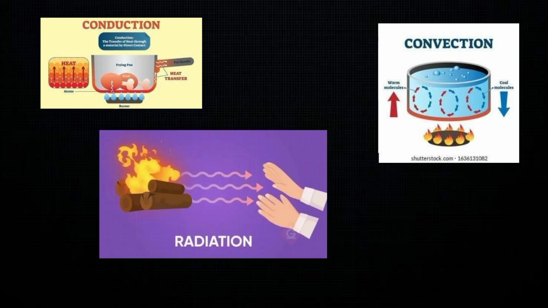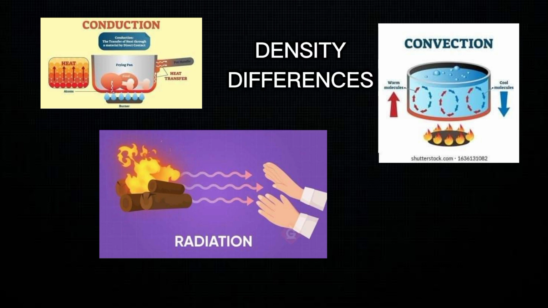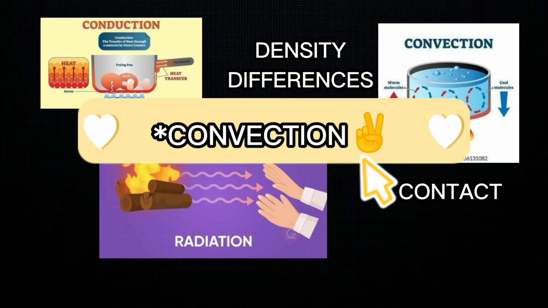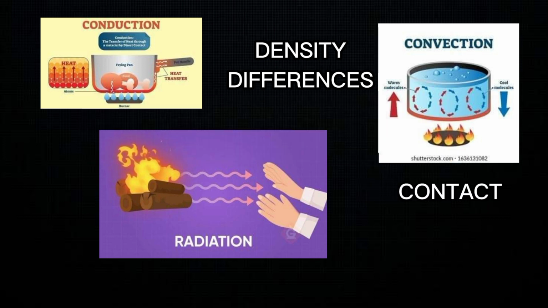And so if we look back, we have our three types of heat transfer: conduction, convection, and radiation. And it's important to know the keyword that goes with each. For convection, it's going to be density differences. For conduction, it's going to be contact. And for radiation, it's going to be waves.